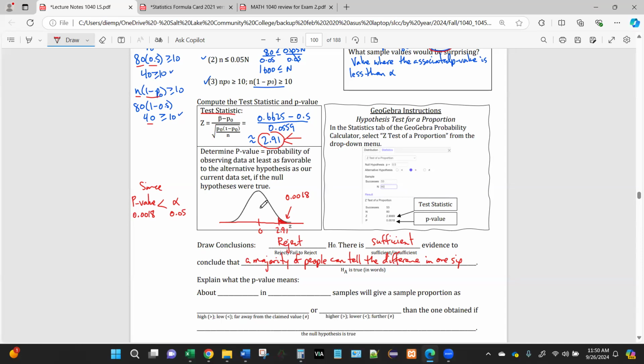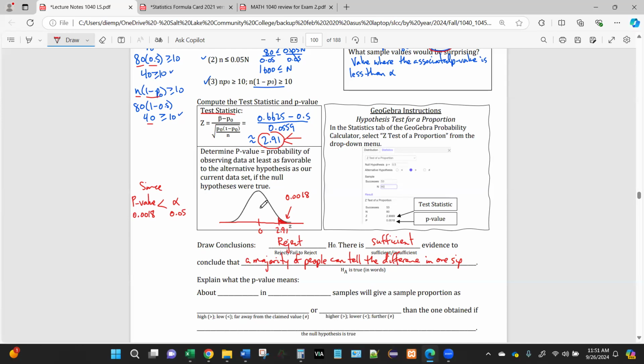Now what I want to do is show you how to do all of this in GeoGebra very quickly. I went through this at a snail's pace, going through all the steps, which is important. But we'd also like to be able to use software to do this more quickly. So let's look at GeoGebra. Go ahead and open up GeoGebra, and we'll do all of this in about 30 seconds using software.